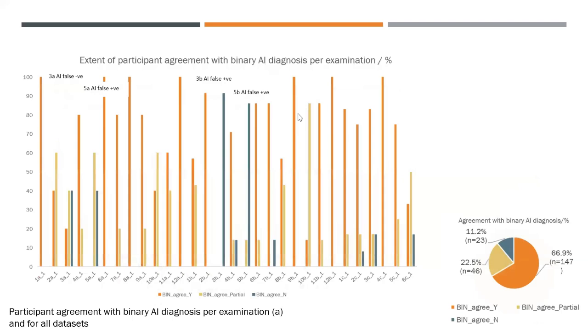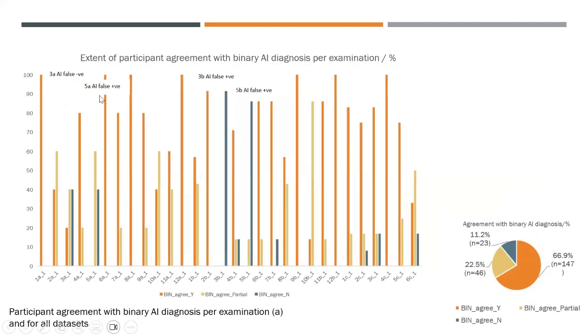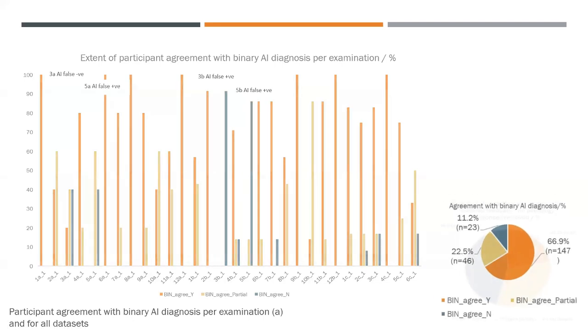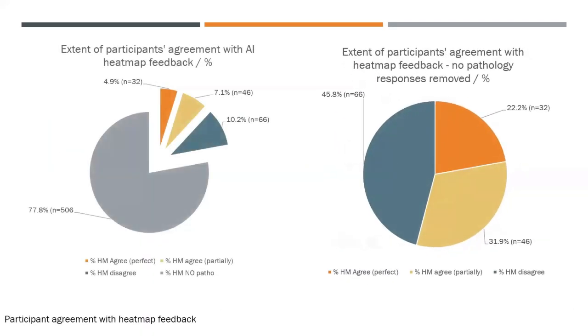I've highlighted the cases where the human and AI didn't agree. And interestingly, these were the cases where the participants said that the image quality was poor. So actually, do we know who was wrong? Was it the AI or was it the reporting radiographer? We really don't know that information.